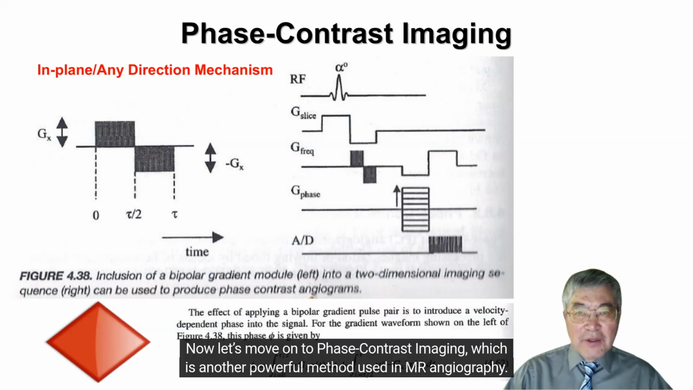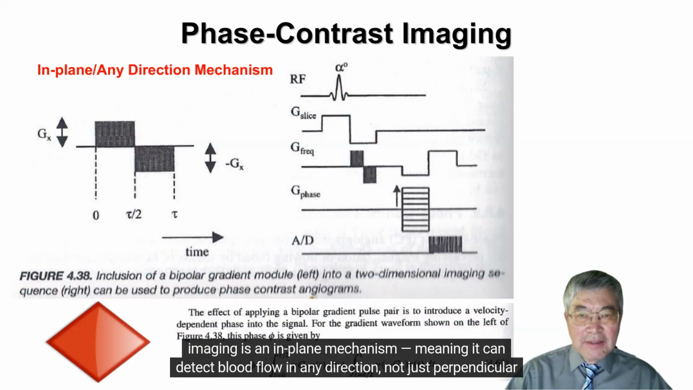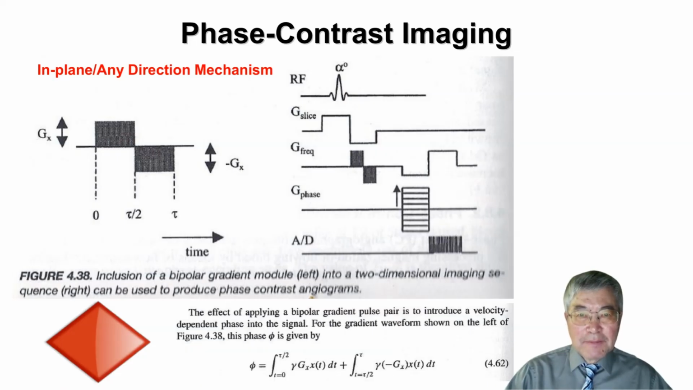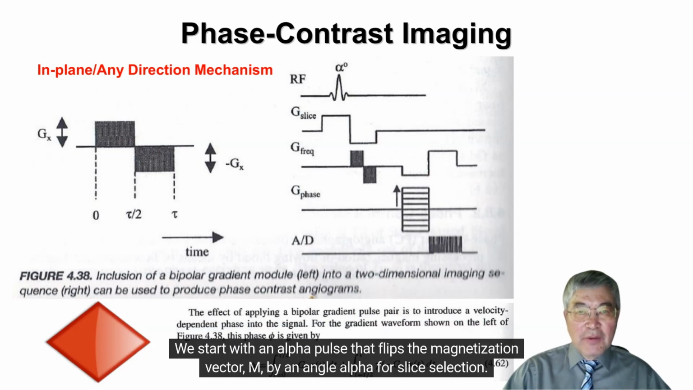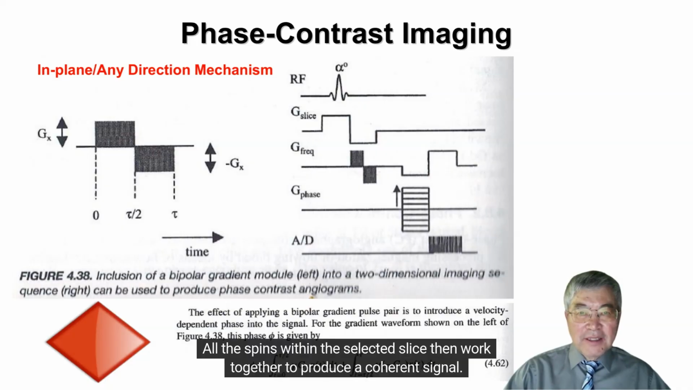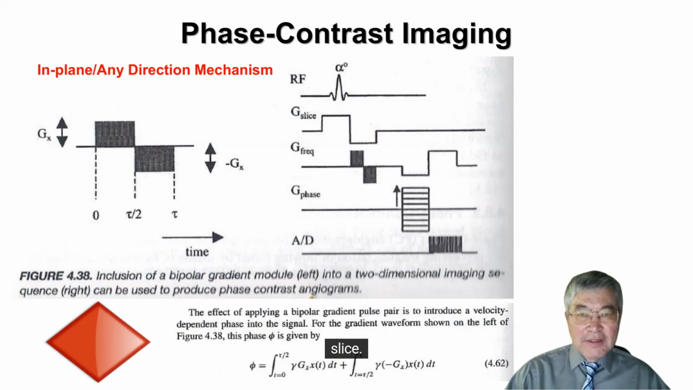Now let's move on to phase contrast imaging, which is another powerful method used in MR angiography. Unlike the time-of-flight technique that works mainly through the through-plane mechanism, phase contrast imaging is an in-plane mechanism, meaning it can detect blood flow in any direction, not just perpendicular to the slice. The basic idea is similar to what we've seen in echoplanar imaging. We start with an alpha pulse that flips the magnetization vector, M, by an angle alpha for slice selection. All the spins within the selected slice then work together to produce a coherent signal. As usual, frequency encoding and phase encoding are applied to collect the Fourier information from that slice.